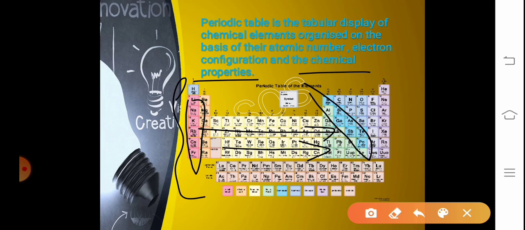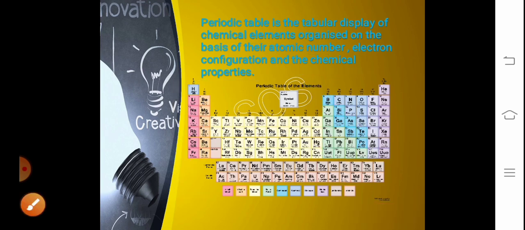So this periodic table is a tabular display of what? Chemical elements. By this time you all understood, right? These elements are arranged on the basis of the atomic number, electronic configuration and the chemical properties. So then we understood what is the periodic table, right? Now, why should we study the periodic table? You should know why we should study the periodic table.